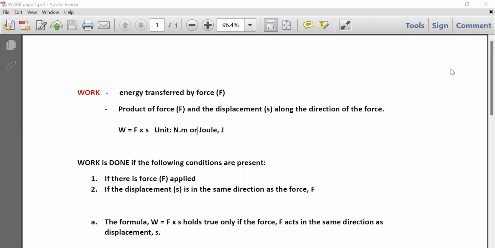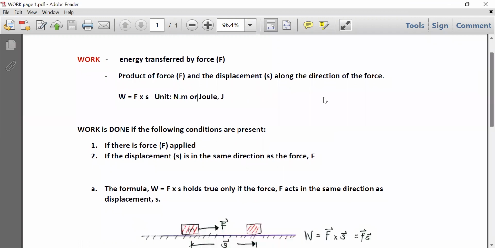Okay, so our topic is about work. Work is the energy transferred by force. If you are applying a force on an object, if you are pulling it or pushing it, you're actually transferring the energy. Okay, transfer. There's energy that is transferred by the force you apply on the box. So, energy transferred by force.